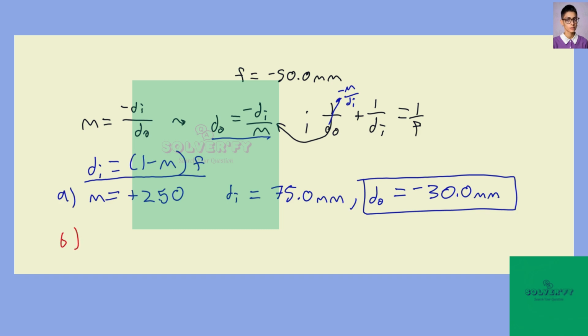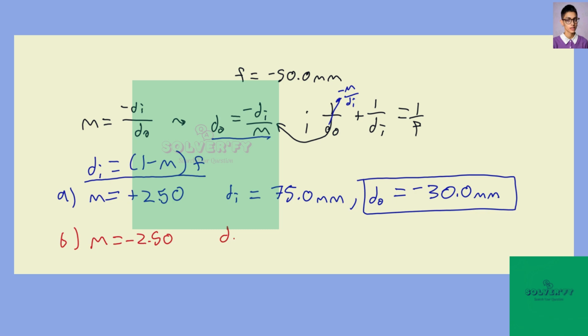Now for part B, it is kind of similar. What if the image is to be virtual and magnified at 2.5 times? Well, in that case, if it's virtual, then di is going to be less than 0, and since f is less than 0, m must also be less than 0. So m is going to be equal to minus 2.5.